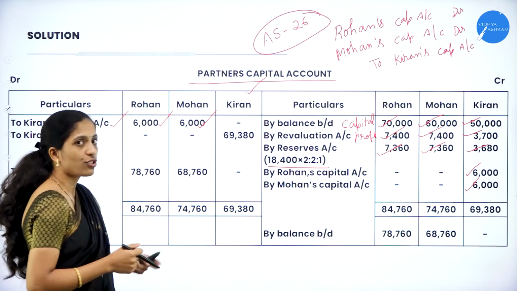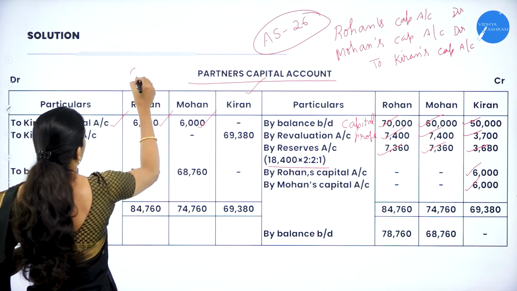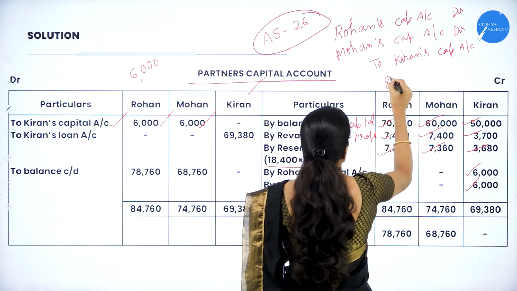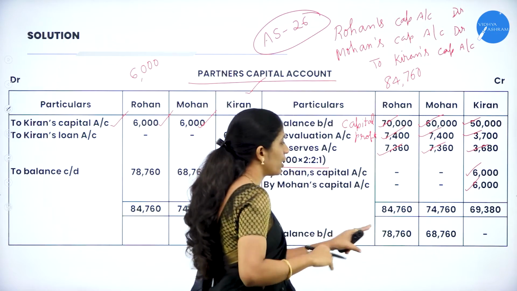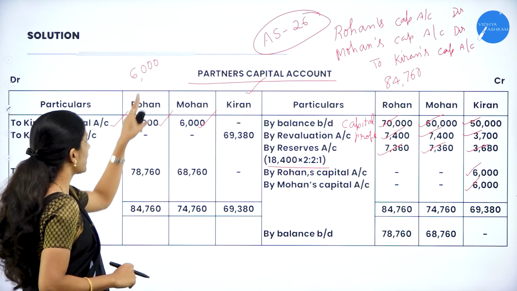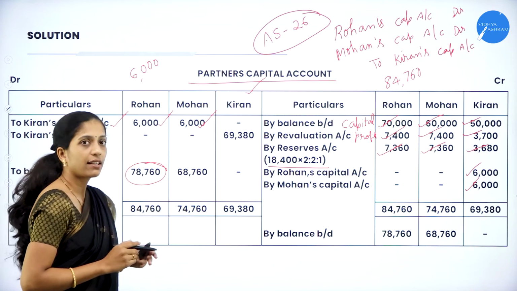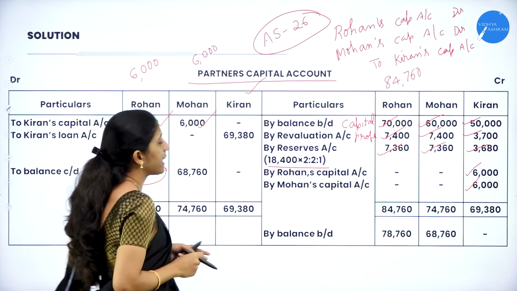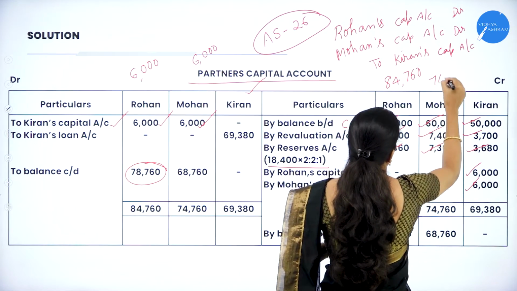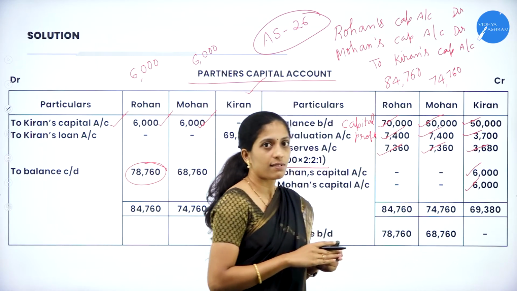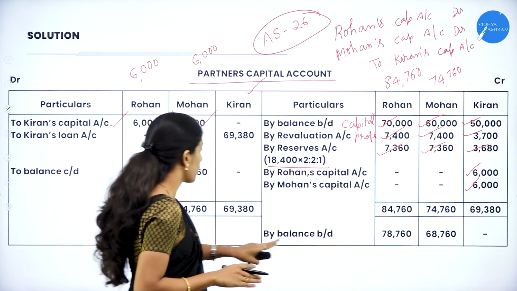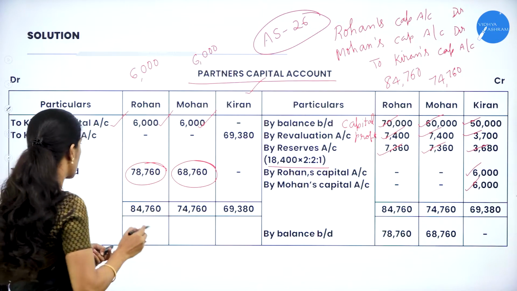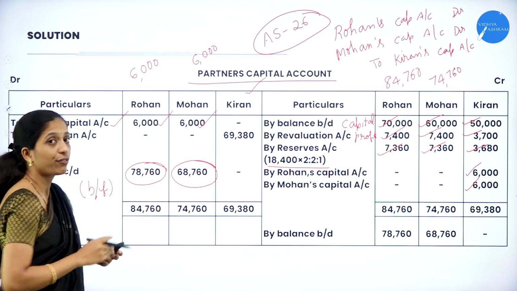Now, how to balance? If you see the column of Rohan here, on the debit side it is 6,000, whereas on the credit side the total of Rohan is 84,760. Now, the credit side is more, right? 84,760 on both sides, minus 6,000, you'll get a balancing figure of 78,760. In the same way, Mohan, on the debit side, it is 6,000, whereas on the credit side the total of Mohan's column is 74,760. Now, 74,760 is more than the debit side. So write 74,760 on both sides, minus 6,000, you'll get a balancing figure of 68,760. So it is a balancing figure and you have to carry it down.